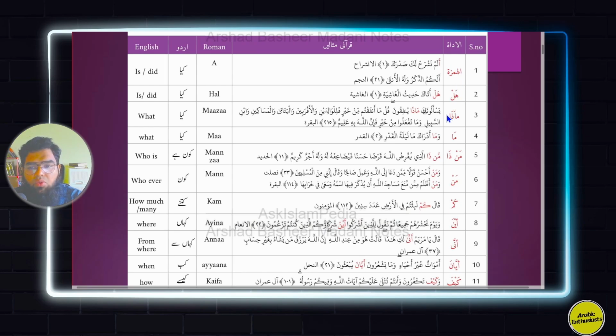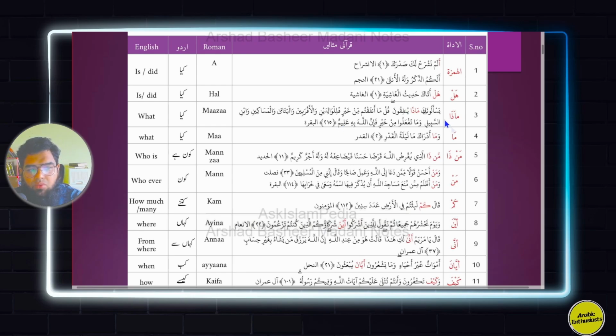And Madha is what? Ma and Madha both mean what? يسألونك ماذا ينفقون قل ما أنفقتم من خير. They ask you about what they should spend. Say whatever you spend. من خير فللوالدين is for the parents. والأقربين or relatives, واليتامى orphans, والمساكين and the poor, وابن السبيل and the wayfarer, the travelers, وما تفعلوا من خير, and whatever good you do, فإن الله به عليم. Indeed, Allah is ever knowing of that.